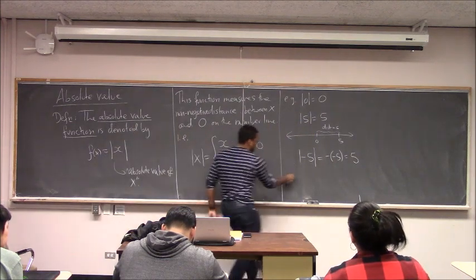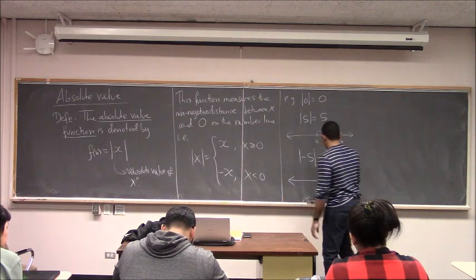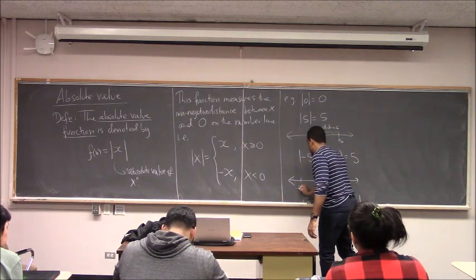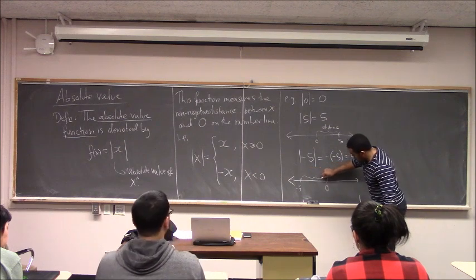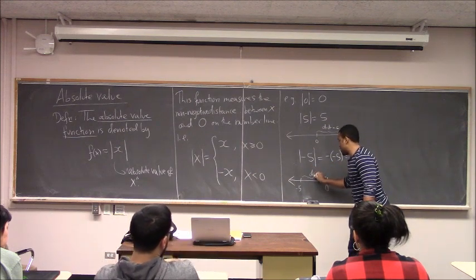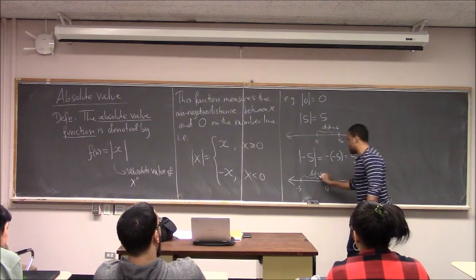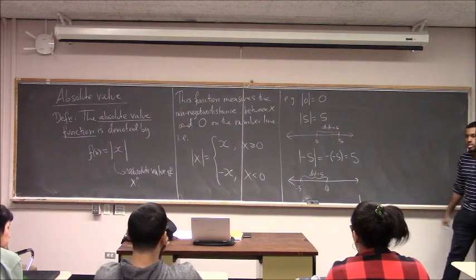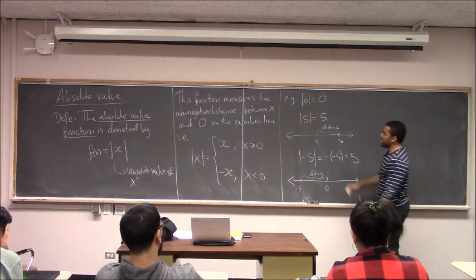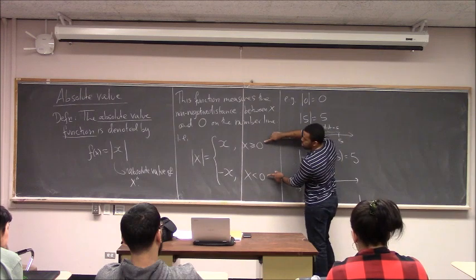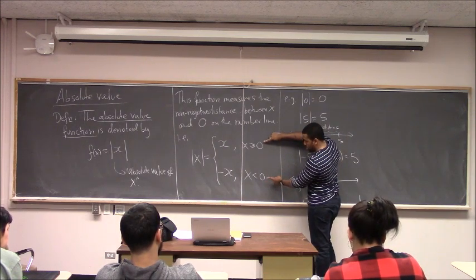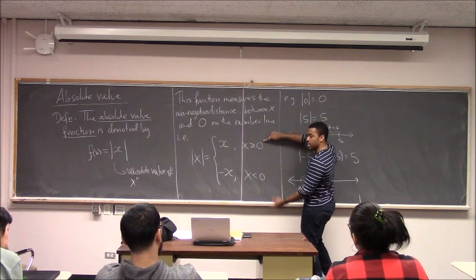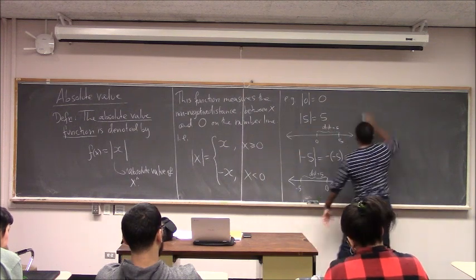And why? Because if I'm over here, then my positive distance from 0 is still going to be 5. It's just measured in the opposite direction. Right? The distance is still 5. So it always returns values according to this definition. If a number is already positive, it just outputs a positive number. If a number is negative, it takes the negative of it to turn it into a positive distance.